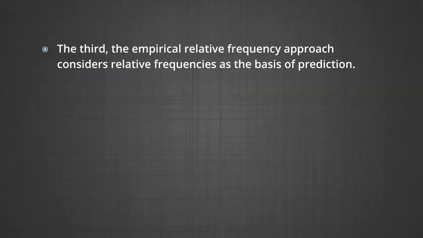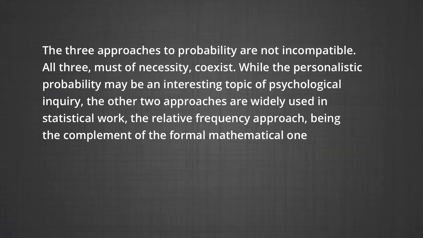The postulate of equally likely cases is a theoretical one and is not based on empirical considerations. The third, the empirical relative frequency approach, considers relative frequencies as the basis of prediction. If a series of n trials is made and a given event occurs r times, then r upon n is a relative frequency. The relative frequency in a sample of observations is an estimate of that parameter. The three approaches to probability are not incompatible. All three must of necessity coexist. While the personalistic probability may be an interesting topic of psychological inquiry, the other two approaches are widely used in statistical work, the relative frequency approach being the complement of the formal mathematical one.